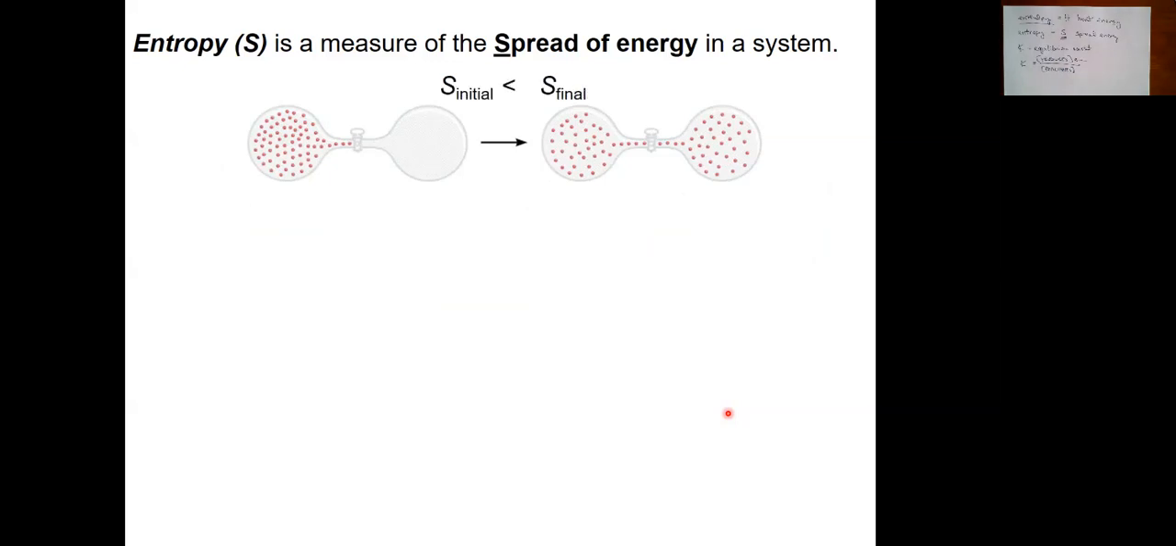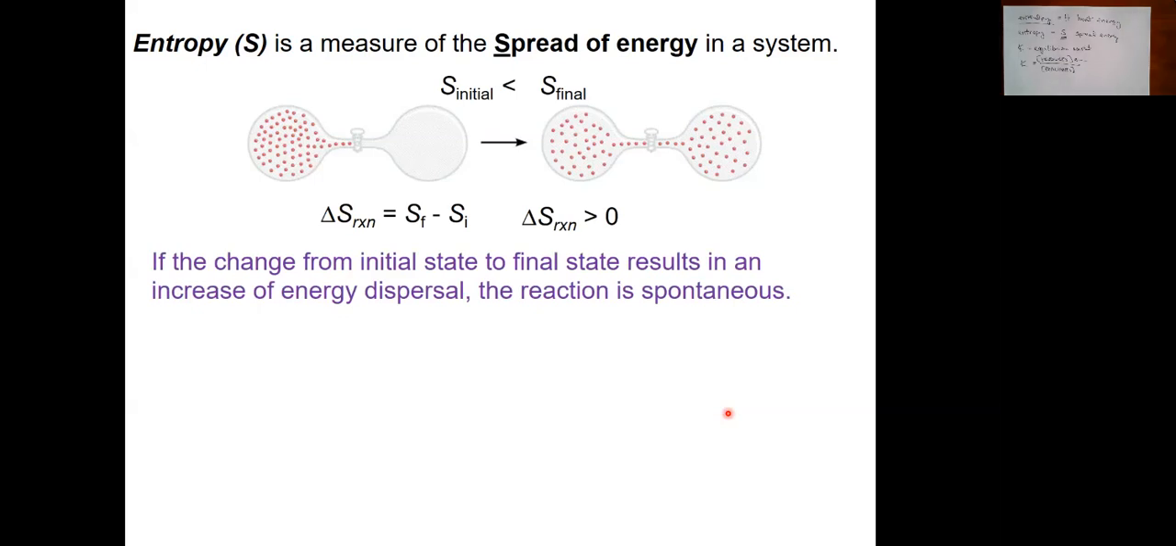So we say that the amount of entropy in the products, the final amount of entropy, is greater than the initial amount of entropy because the energy is more spread out in the products than it was in the reactants. That would be a positive delta S value for that reaction. Positive delta S.